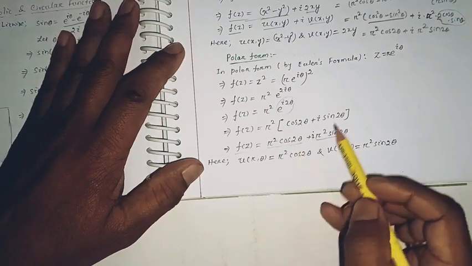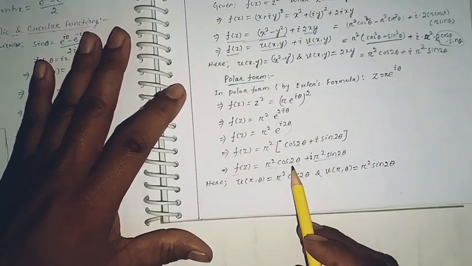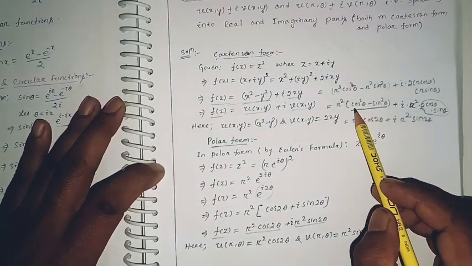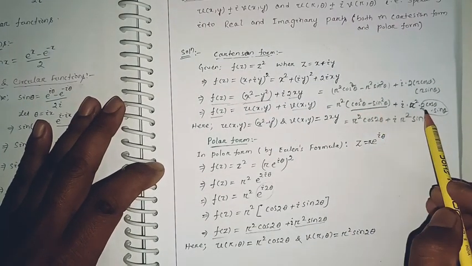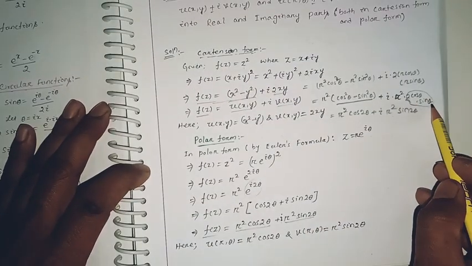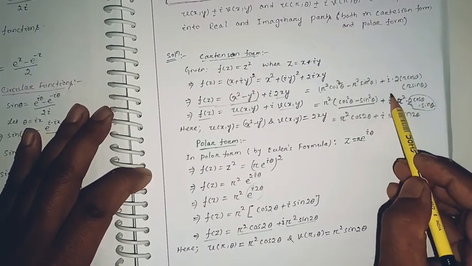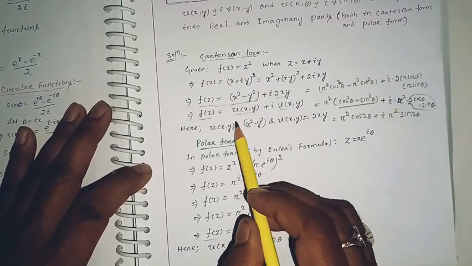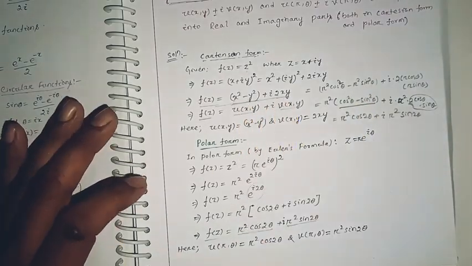Likewise, from polar to Cartesian also we can jump: instead of cos 2 theta we can write cos square theta minus sin square theta, and instead of sin 2 theta we can write 2 cos theta into sin theta. So if we go in the reverse direction, we can also find this one, right?